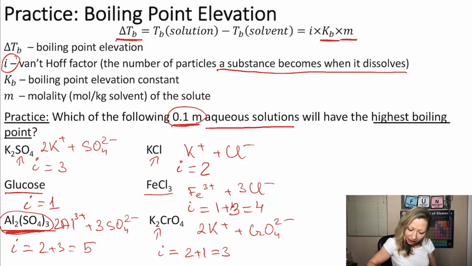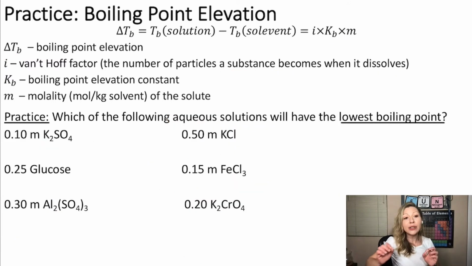Let's do another sample question. So here we need to figure out which of the following aqueous solutions will have the lowest boiling point. Okay, so we are trying to find the lowest change in temperature. And we can see that we are given the molalities and also the compounds.